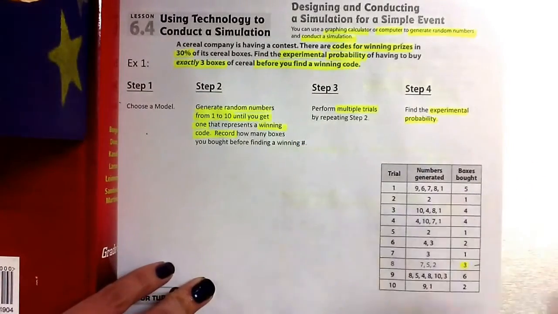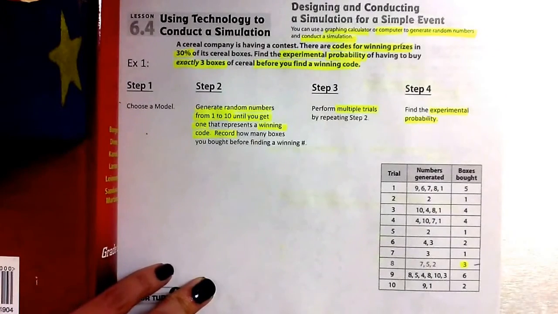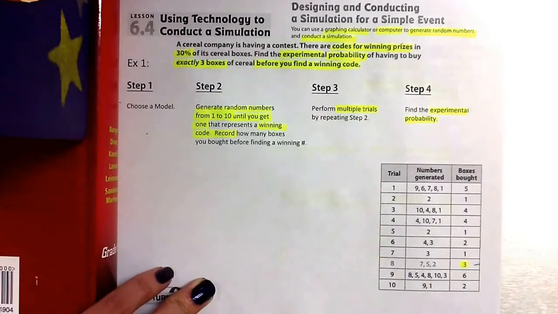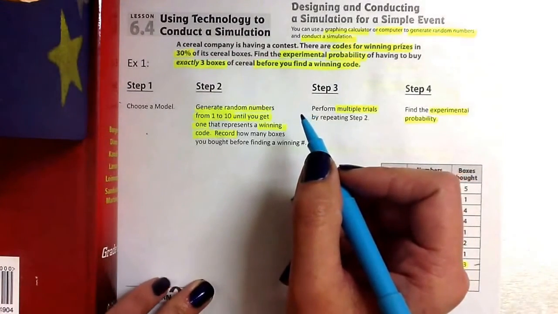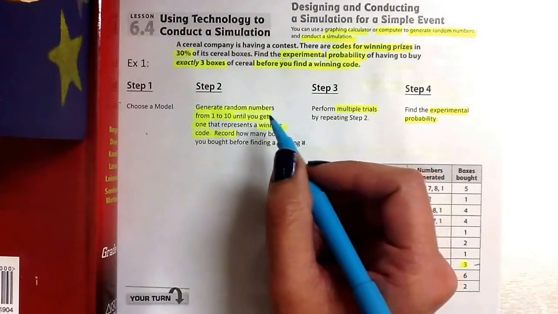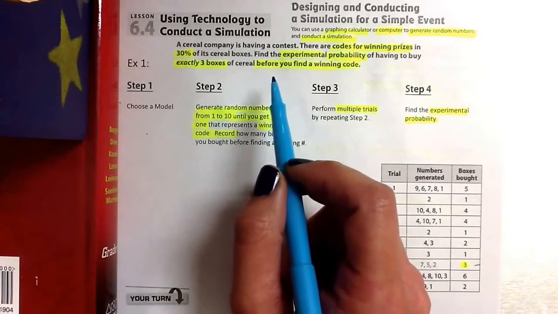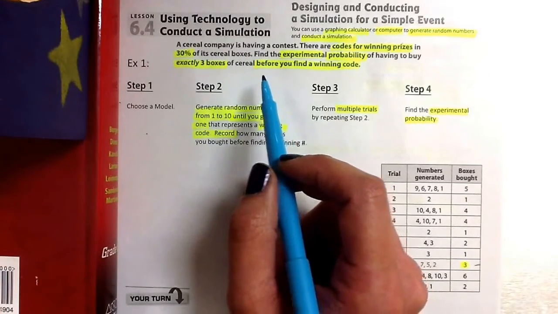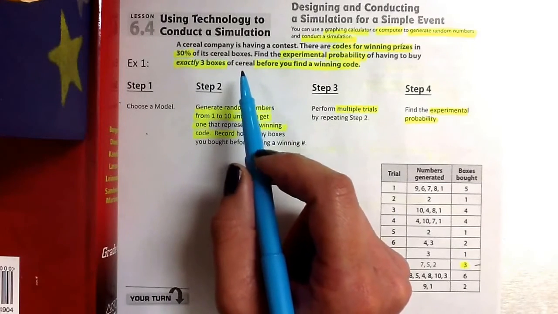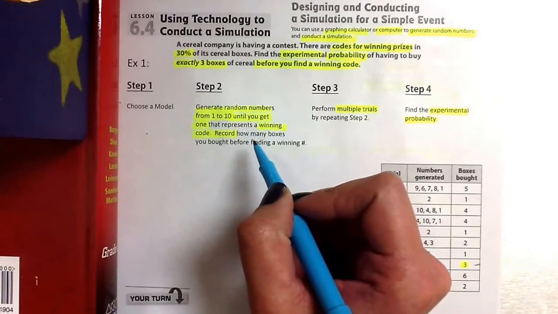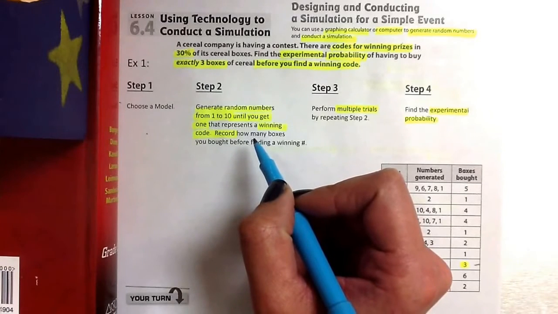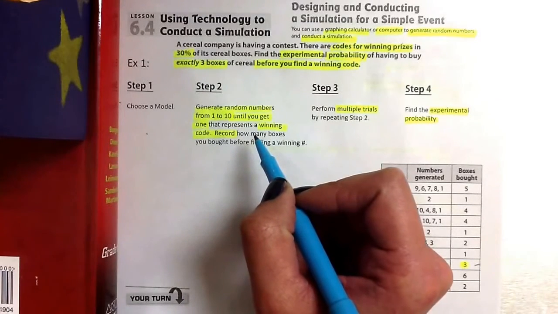Okay, remember that a simulation, we use it when something is too difficult or too complex to perform. So we are using a simulation to use something according to the circumstances of the problem. We're modeling something that we could perform. So we're going to read this first example. A cereal company is having a contest. There are codes for winning prizes in 30% of its cereal boxes. Find the experimental probability of having to buy exactly 3 boxes of cereal before you find a winning code.